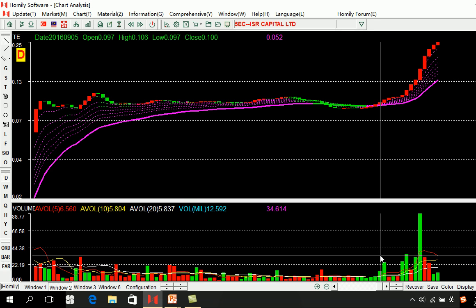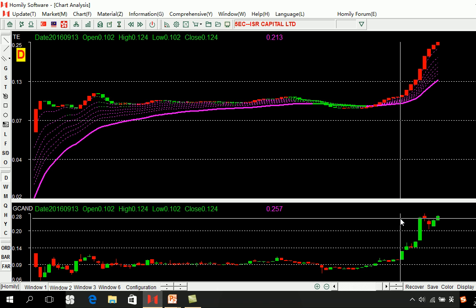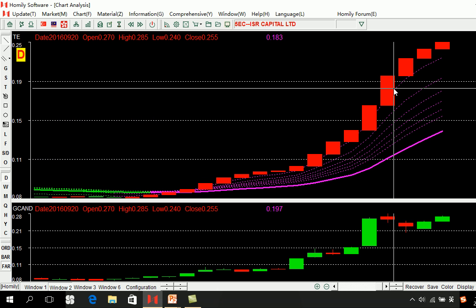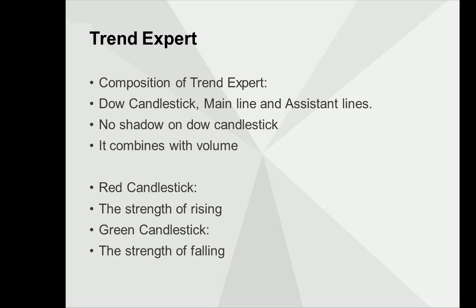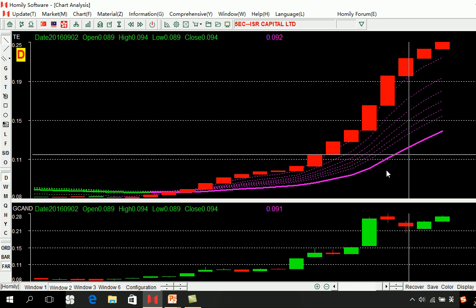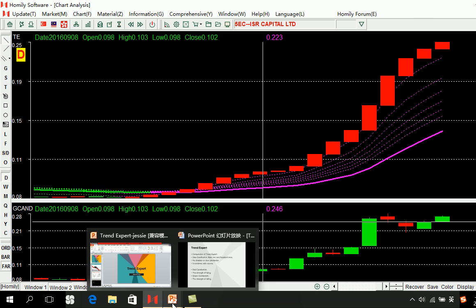What's the difference? If we see the candlestick, each has a high price, a low price, and shadows, right? If we see the down candlestick, there's no shadow. The down candlestick in trend expert is not for the price movement, it's for the trend. The next one is the main line. What's the main line? The main line is this line. This line can help us to judge the main trend, whether it's uptrend or downtrend.